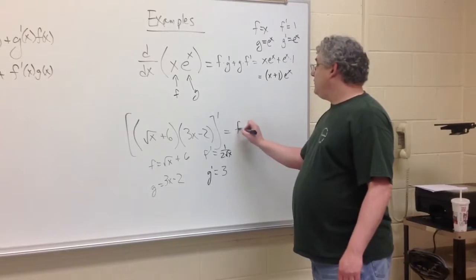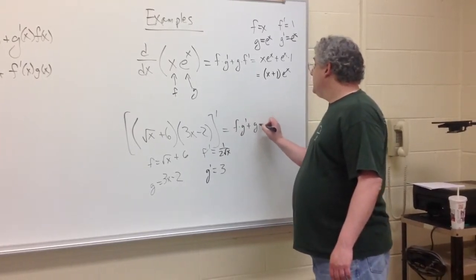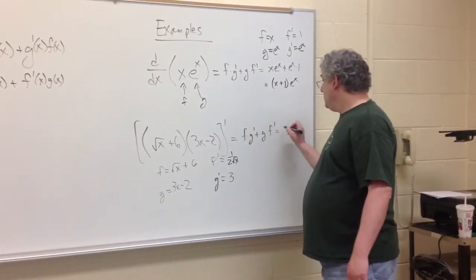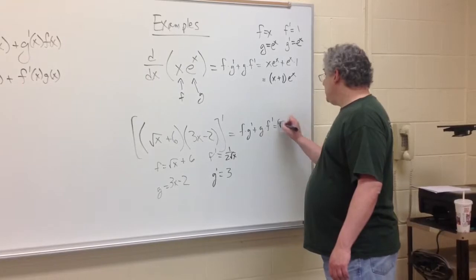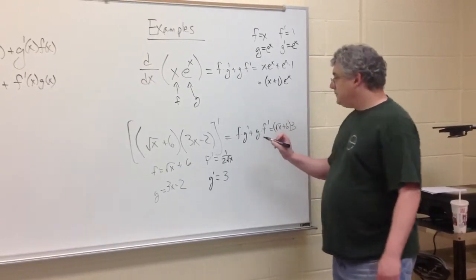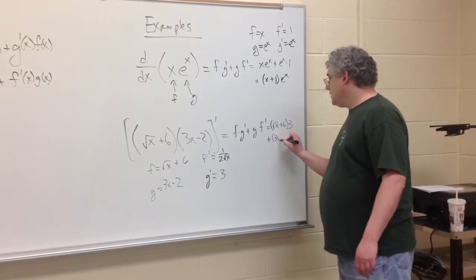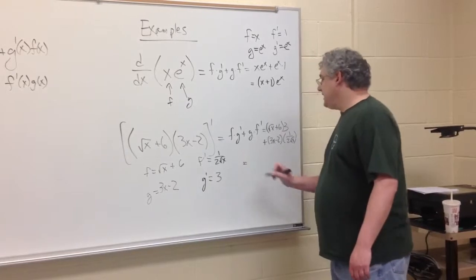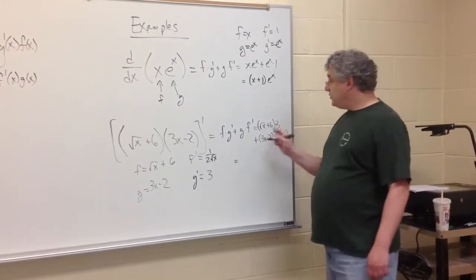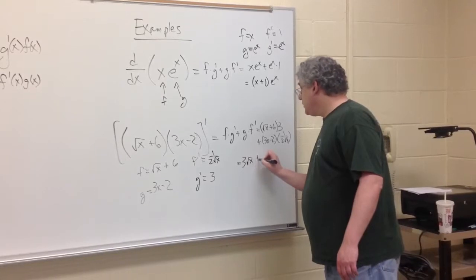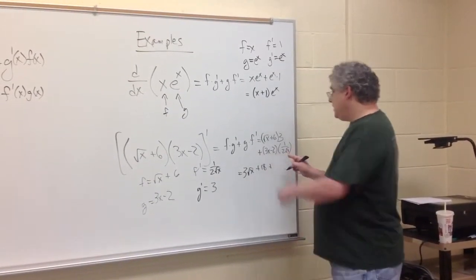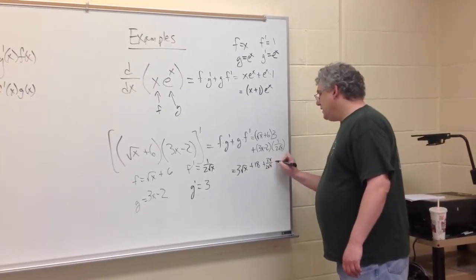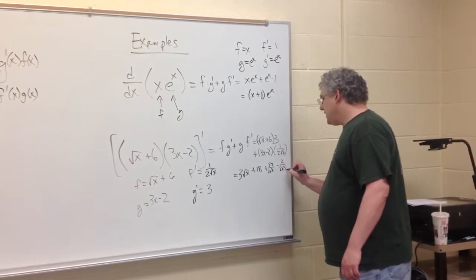So we get f times g prime plus g times f prime. So we get f times g prime, square root of x plus 6, all times 3, plus g times f prime. This is messy, but let's multiply everything through. 3 square root of x's plus 18 plus, well, this times that, so we have 3x over 2 square root of x minus 2 over 2 square root of x.